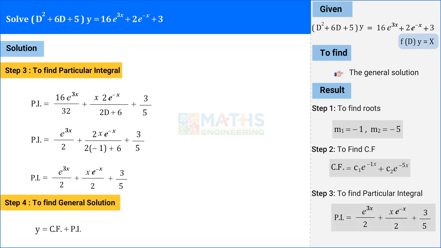The general solution is complementary function plus particular integral. We replace the complementary function value and particular integral value. This is the general solution of the given ordinary differential equation.